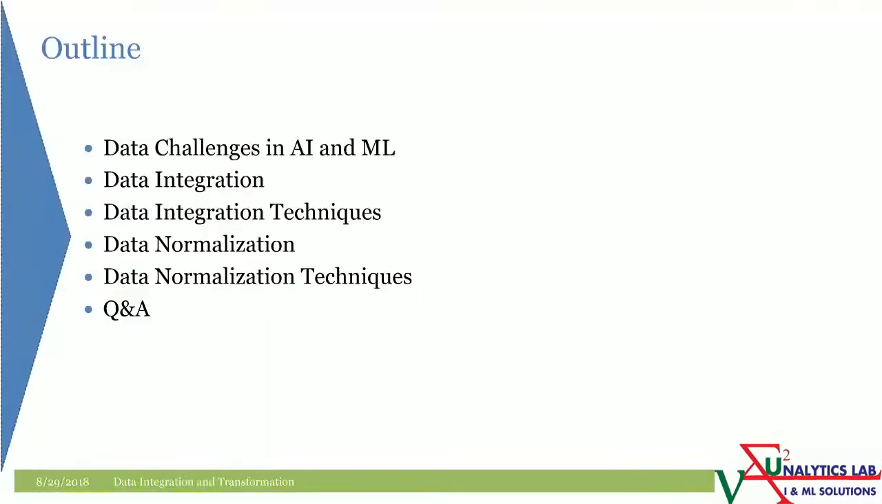So first things first, this is the outline. We are going to talk about what the challenges are in AI and machine learning, and then what data integration is, and then we talk about some of the techniques that are used to solve some of the challenges related to data integration, and then we talk about data normalization, and then what techniques there are in data normalization, and then finally we take Q&A.